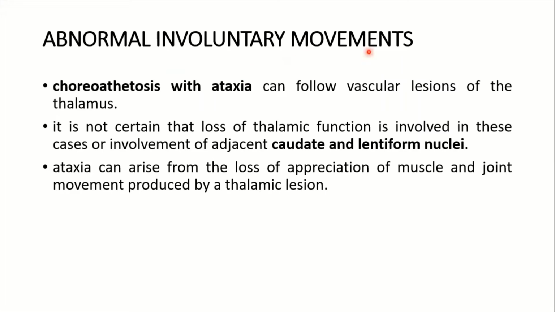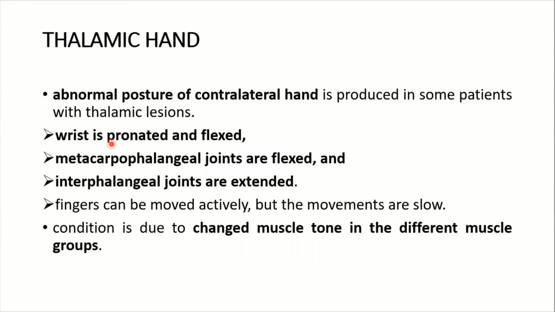So, abnormal involuntary movements, right? As this is lying close to the lentiform nucleus, the basal ganglia. So let's discuss that. Choreoathetosis with ataxia can follow vascular lesions of the thalamus. It is not certain that loss of thalamic function is involved in these cases or involvement of the adjacent caudate and lentiform nuclei. Ataxia can arise from the loss of appreciation of muscle and joint movement produced by a thalamic lesion.